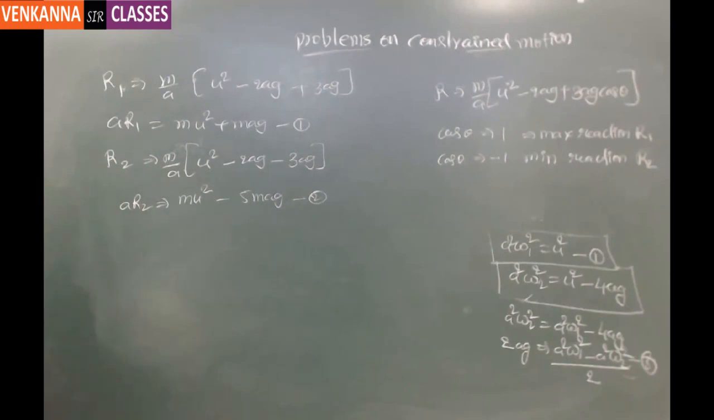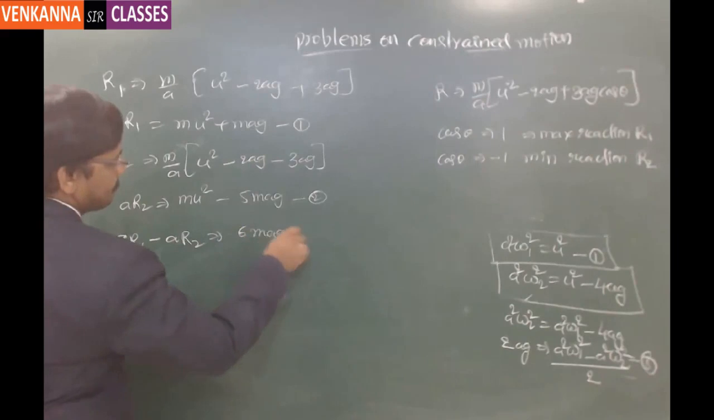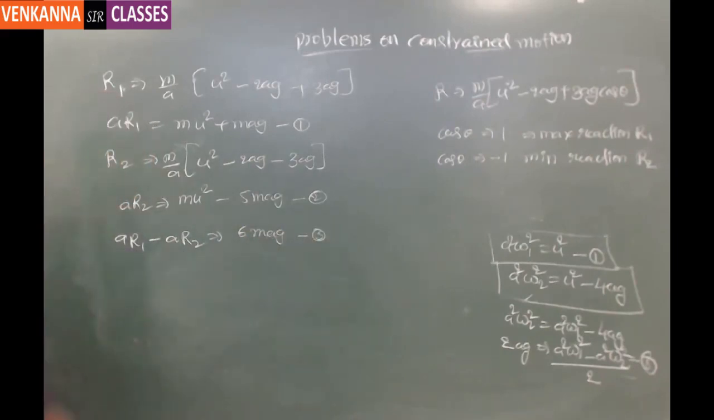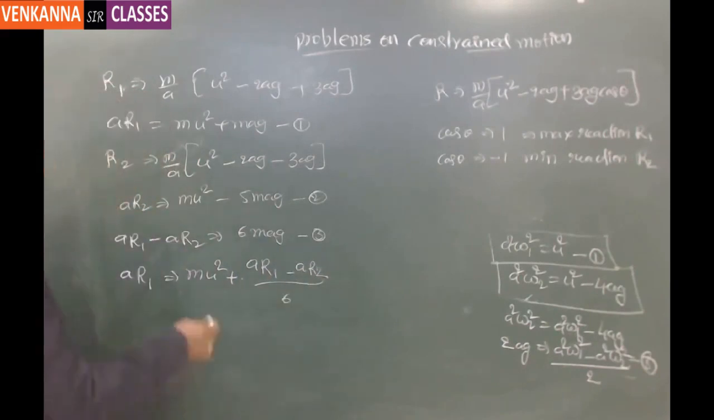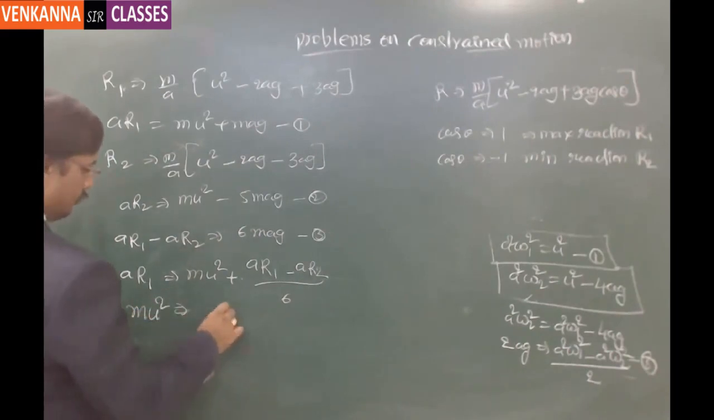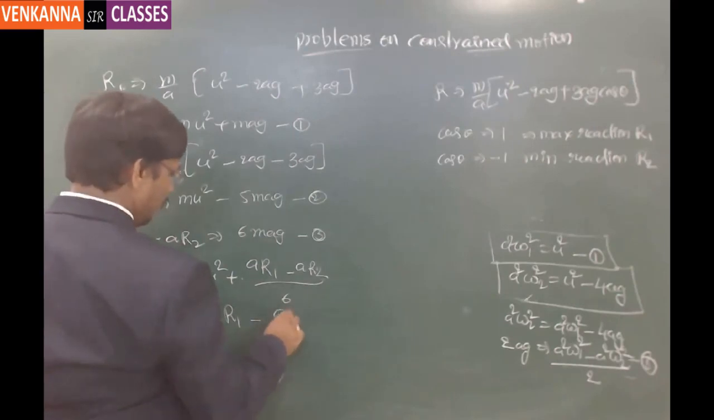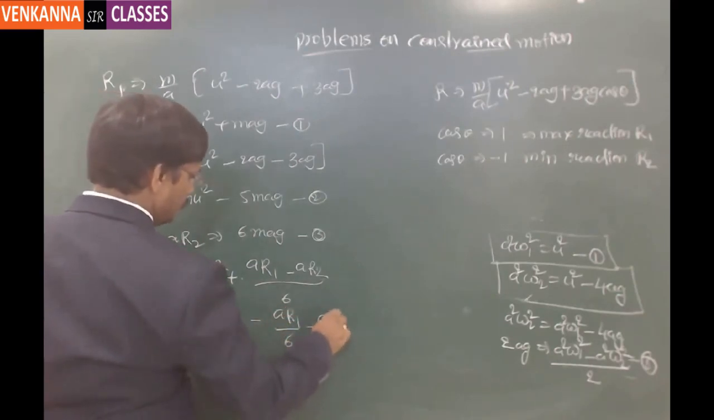So if you solve these two relations, first you subtract. aR1 minus aR2 is equal to 6 mag. So this is equation number 3. Similarly, if you substitute the 6 mag in any of the relations, suppose I take relation number 1, aR1 equal to mu square plus (aR1 minus aR2) by 6. If you simplify it, mu square is equal to aR1 minus aR1 by 6 plus aR2 by 6.